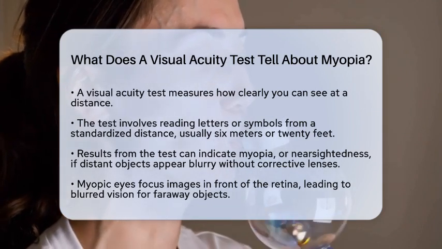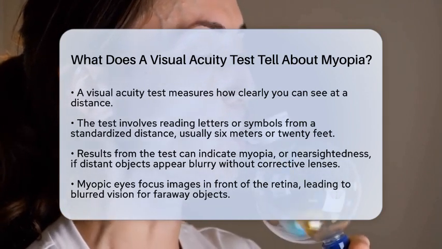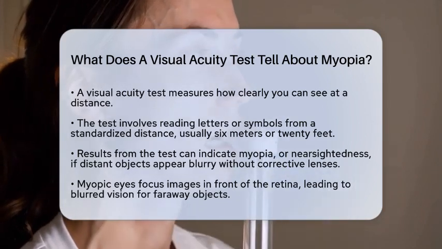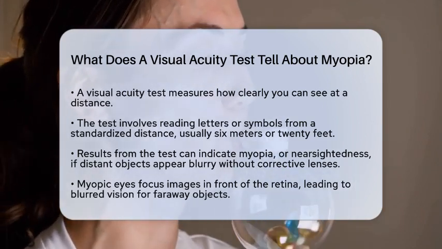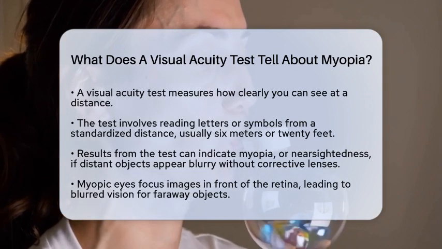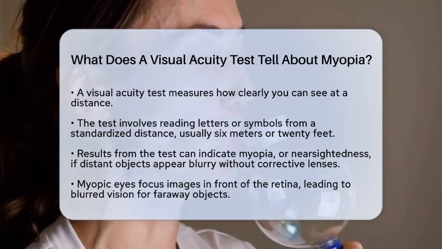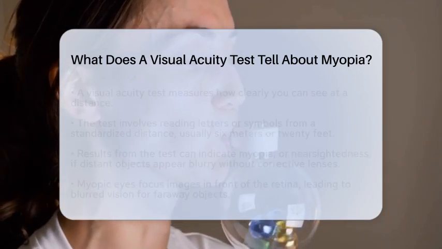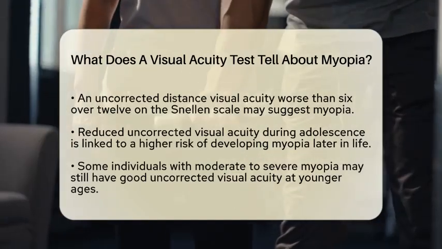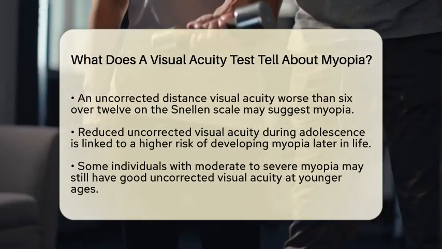During this test, you typically read letters or symbols from a standardized distance, usually 6 meters or 20 feet. When it comes to myopia, the results of a visual acuity test are particularly telling. If you find that you struggle to see distant objects clearly without corrective lenses, this may indicate the presence of myopia. This happens because myopic eyes focus images in front of the retina, making distant objects appear blurry. Specifically, if your uncorrected distance visual acuity is below normal levels, such as worse than 6/12 on the Snellen scale, it could suggest that you have myopia.